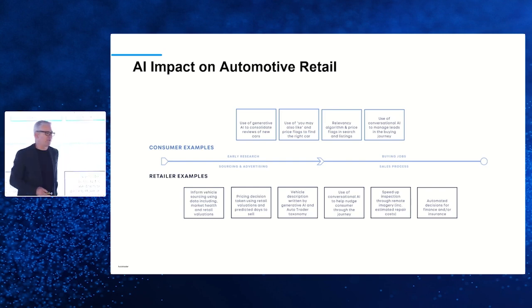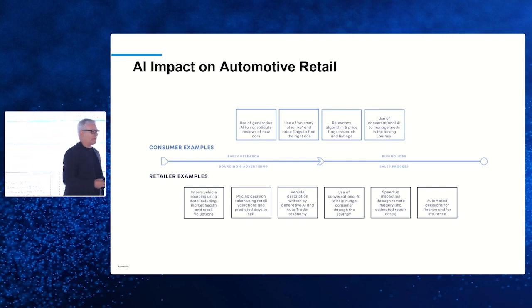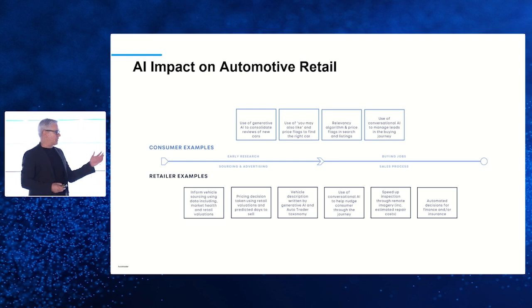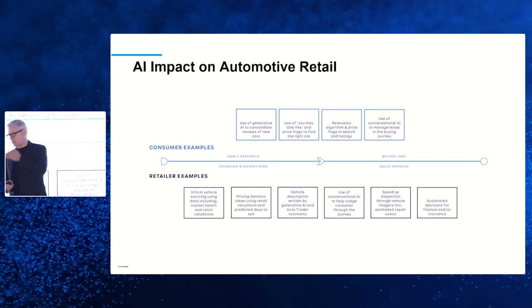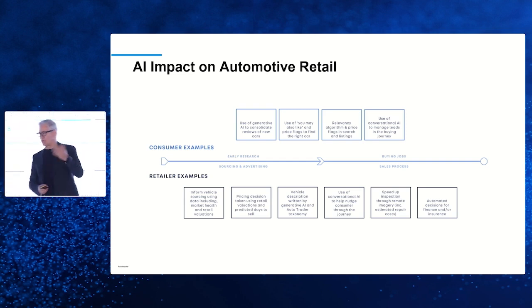I'm not sure if anybody has followed Autotrader in the UK's new digital invention cycle. So basically it means that you have AI now embedded in almost every single part of the process, both for the consumer as well as for the retailer.